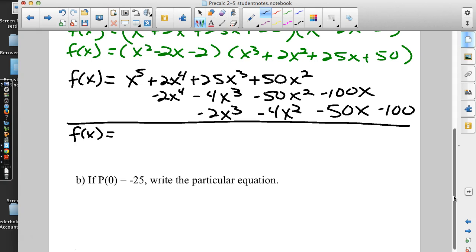So now we're going to add going down. So x to the fifth, no x to the fourth. Huh, interesting. 25 minus 4 is 21. 21 minus 2 is 19. 50 minus 50 is 0. So minus 4x squared. Negative 100x, negative 50x. Negative 150x. A little minus 100 in the back.